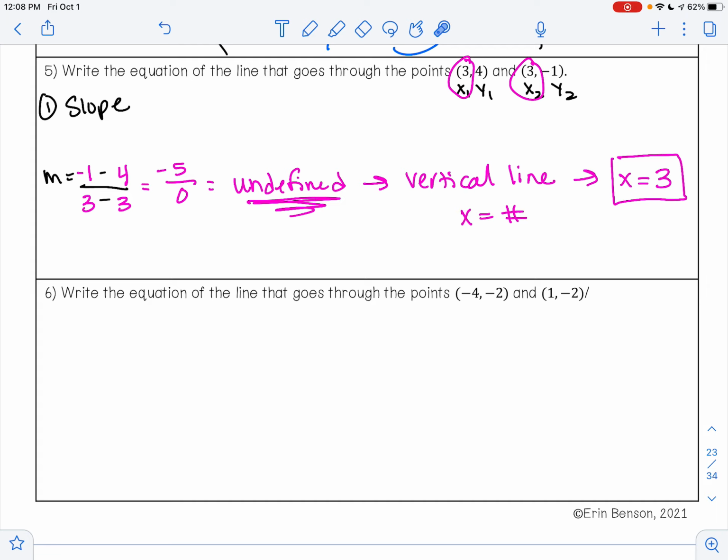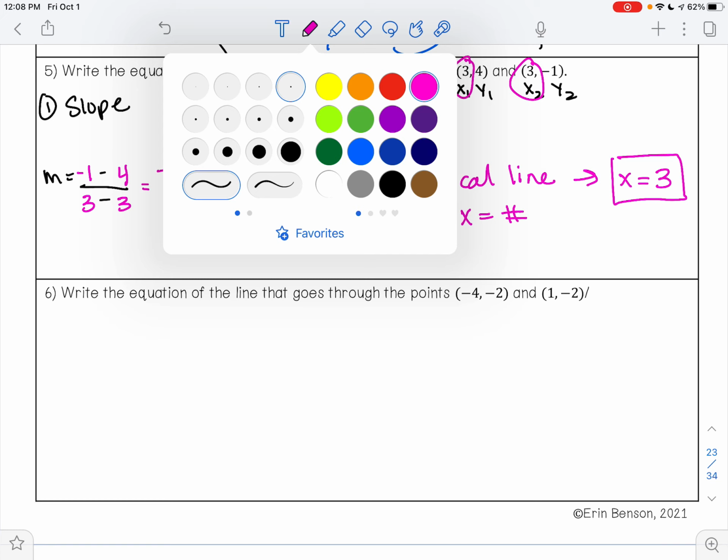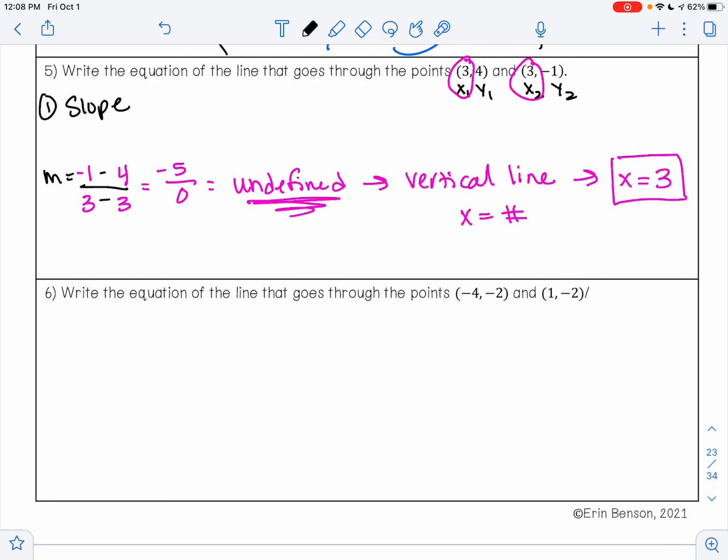Let's try example 6. So on example 6, it says write the equation of the line that goes through the points (-4, -2) and (1, -2). So again, my first step is to find my slope. So I'm going to use my slope formula, y2 minus y1 over x2 minus x1. So when I plug into the slope formula, I have y2 minus y1 over x2 minus x1.